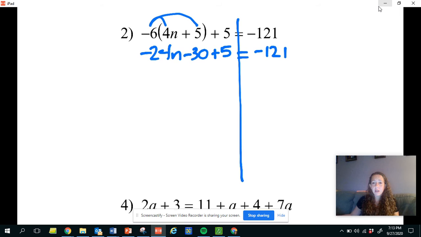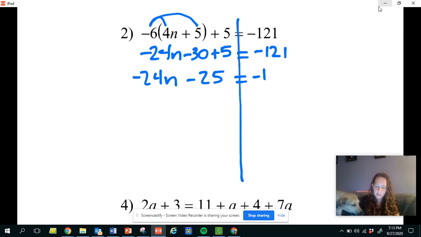So I still want to combine like terms with everything that's on the same side, so everything on the left side of the line. So -24n will just come down, and that'll become -25. And I'll bring down my -121.